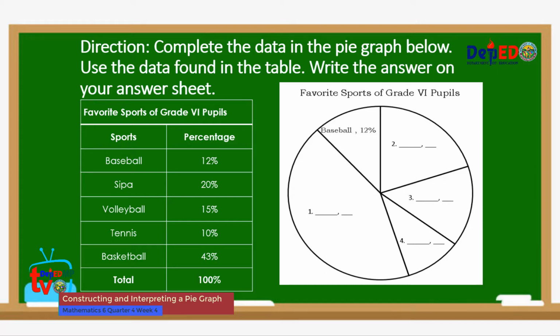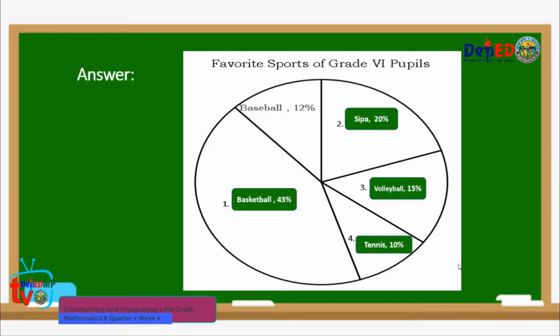Time's up. So this is the answer. Title of the pie graph is Favorite Sports of Grade 6 Pupils. Number 1 is basketball. It has 43%. Number 2 is SIPA. It has 20%. Number 3 is volleyball. It has 15%. And number 4 is tennis. It has 10%.